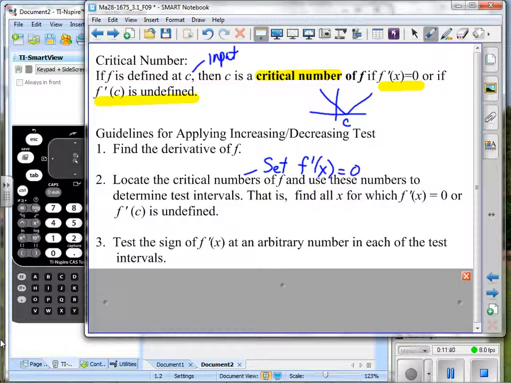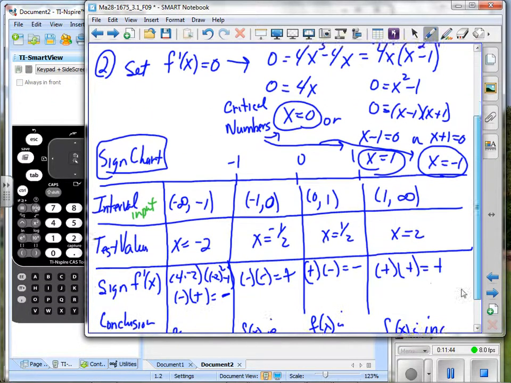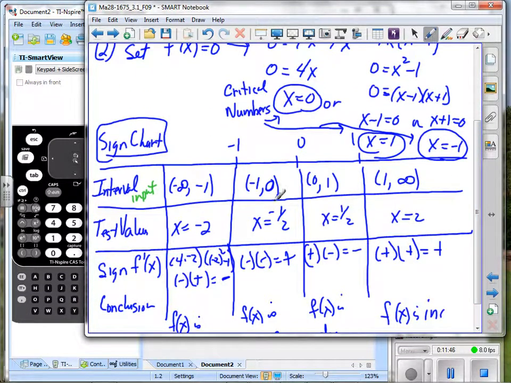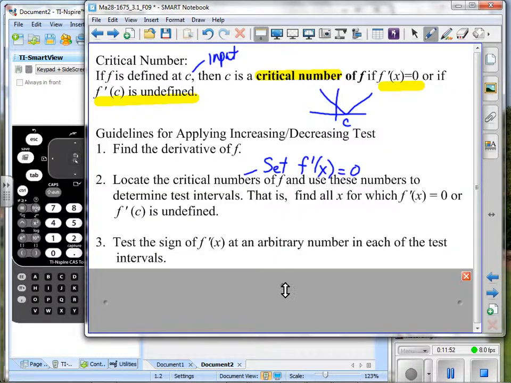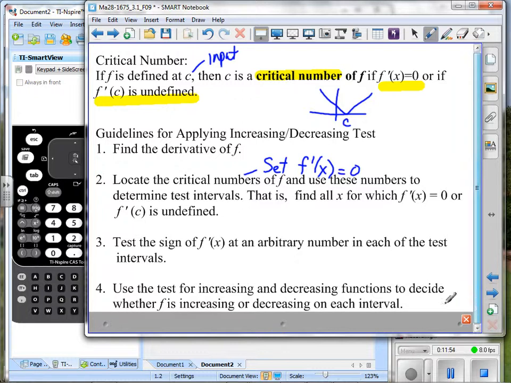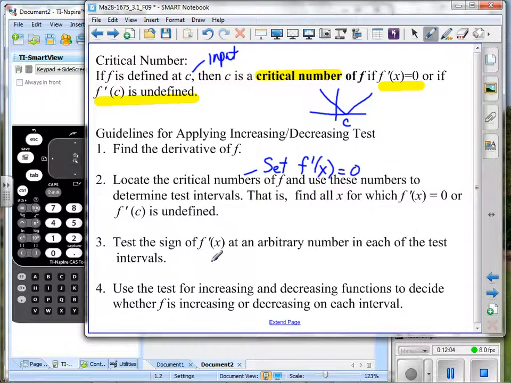Did we do that? Back here. Remember I said use a test value. Anything that's in this interval, use it because it's true for all numbers in an interval. Okay, so we did a test value. And then use the test for increasing and decreasing functions to decide if the function is increasing, and we did that. Okay, so all these words, you did it. Look at it later. It's in the textbook, but I don't want you to write that down.